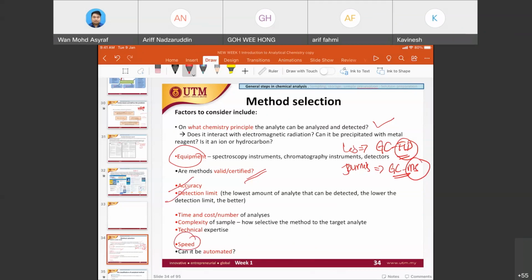Speed, and can it be automated? Sometimes in the lab there are automatic machines where you don't need to inject your sample yourself. Some labs use manual methods. Okay, because overall it goes back to the budget, right? Okay.